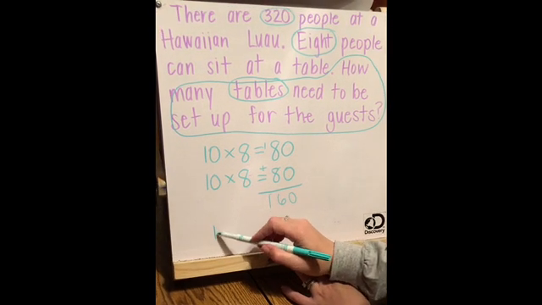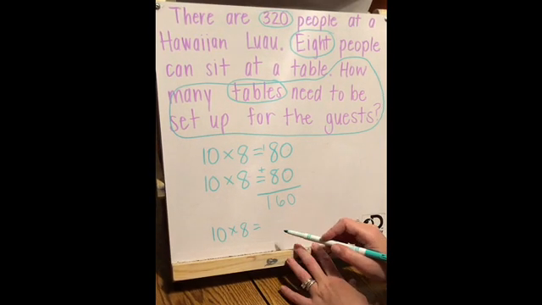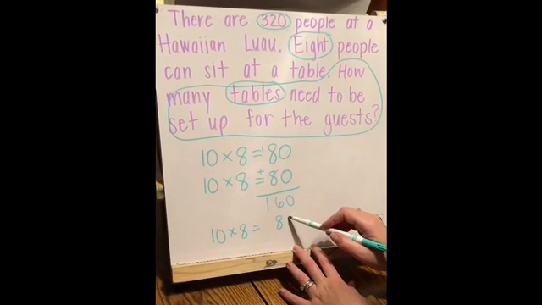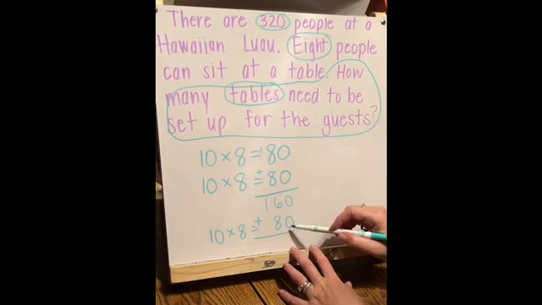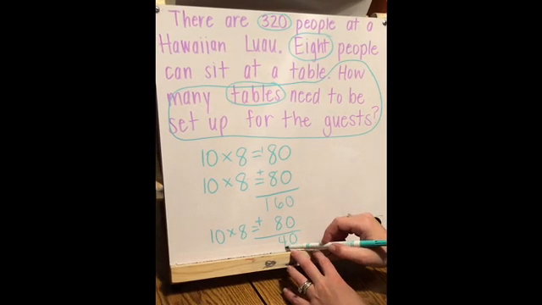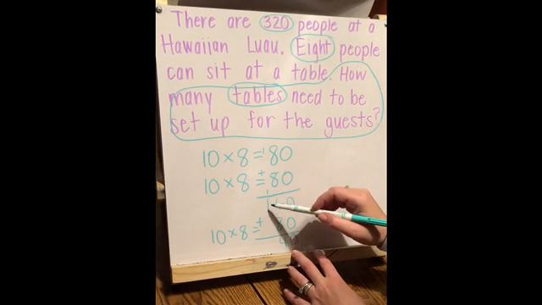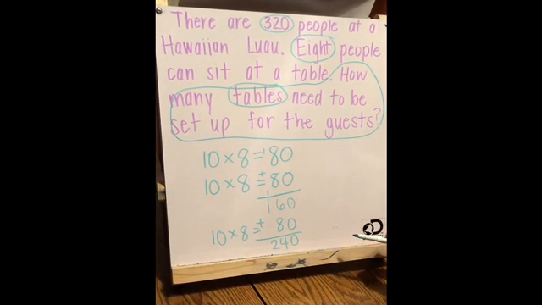Let's try another 10 tables with 8 people sitting at each table. We know that 10 times 8 is 80. So let's add 0 plus 0 is 0. 6 plus 8 is 14. We need to regroup. 1 plus 1 is 2. So we're at 240. So we're getting closer.